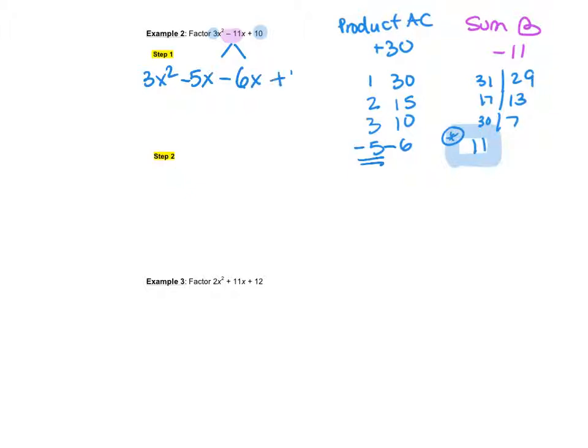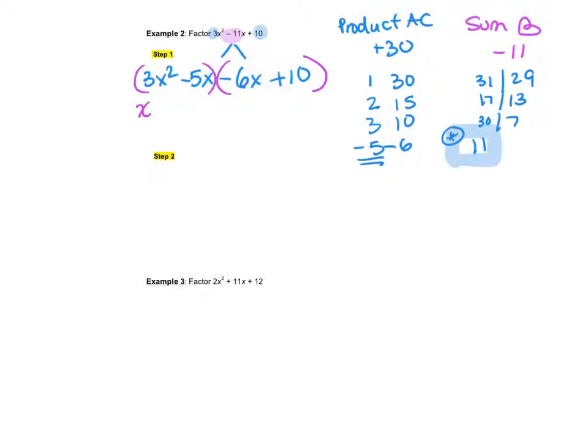and then plus 10. Now, some of you might have said, well, it would have been better to put the 6 with the 3 and the 5 with the 10. Absolutely, that's probably better to do. However, I'm going to keep it this way so that you could see what happens if you didn't. So now I am going to factor by grouping: group the front two, group the back two, and factor.